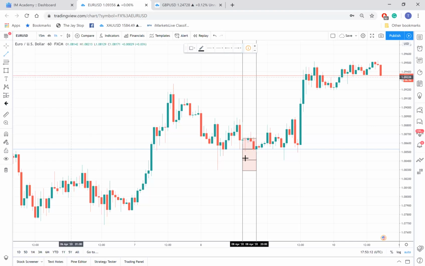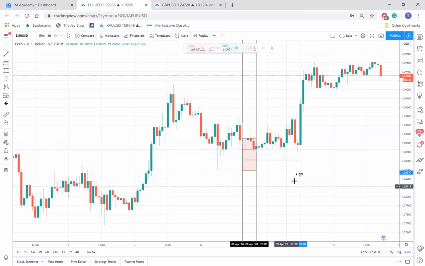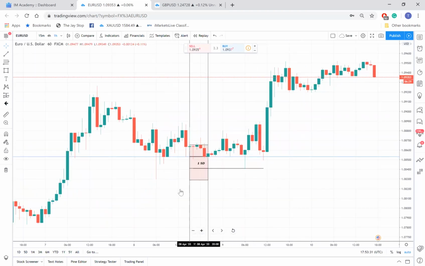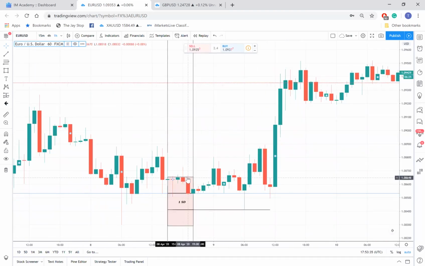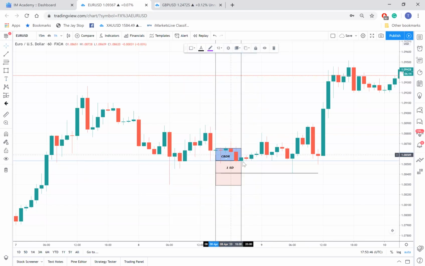Notice how price hits the low right here. That's 1 deviation, 1 standard deviation. And what time is this? 6 a.m. So what did they do in this scenario? So let me make this a different color. Boom. So that's the central bank dealer's range right here. Right here, central bank dealer's range.